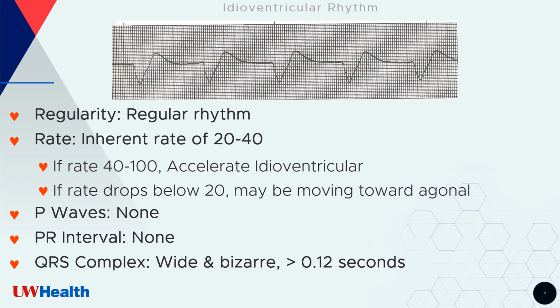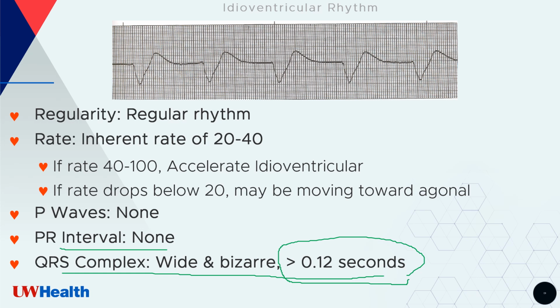There are no P waves, which means I have no PR interval, because I can't have a PR interval if I have no P. And then that complex is wide and bizarre. If you'll remember when we talked about what a narrow complex is for a QRS, it's supposed to be under 0.12. So anything that is over 0.12 or more than 3 little boxes, then we call that complex wide. And a wide complex means delayed conduction through the ventricles.